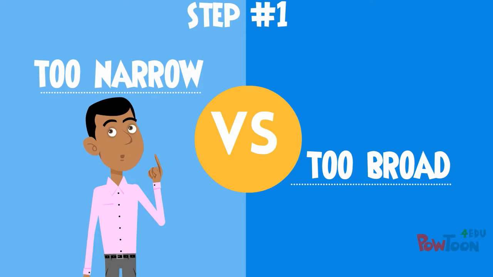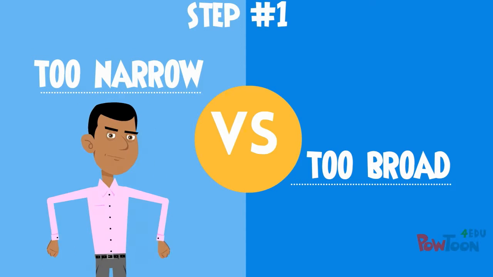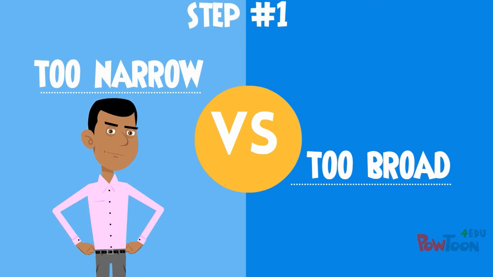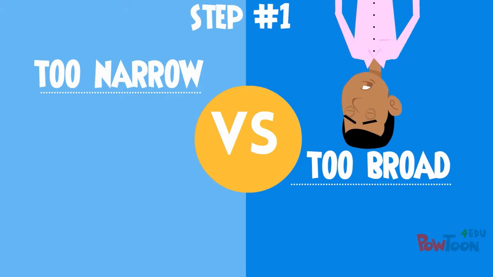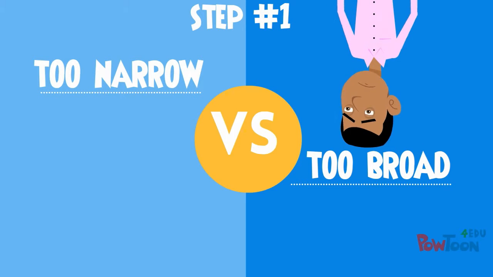If it's too narrow, you won't be able to find enough information or sources to effectively complete your research assignment, and you'll be frazzled and frustrated. If your topic is too broad, you will be overwhelmed with the amount of information you find and won't know where to begin or how to put it all together.